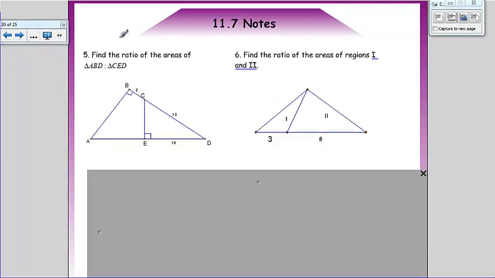And now we're on the back for number 5. I'm looking to find the ratio of the areas of triangle ABD, which is the large triangle, compared to CED, which is the smaller one. Chances are they're similar given this question, but we've got to make sure.